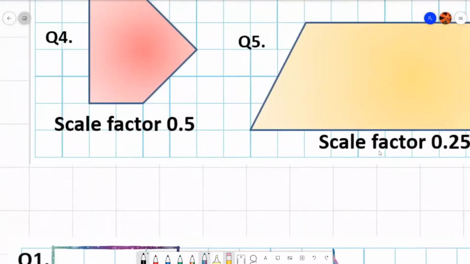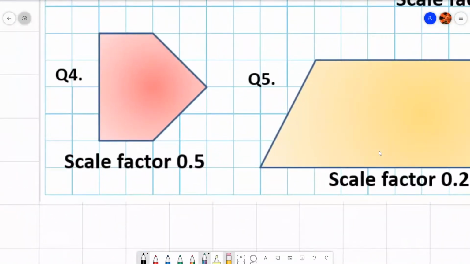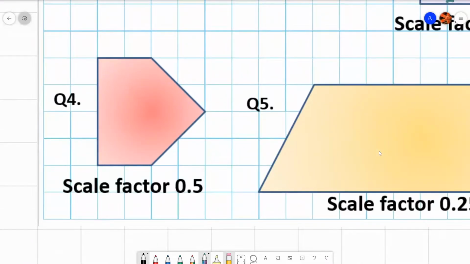The next one here is scale factor of half. Okay, now my shape's not going to become bigger this time, it's going to become smaller because we are halving it. Just because the word enlargement has the word large in it doesn't mean the shape's going to get bigger, it can also become smaller. So that side there is 2, that side's 1, 2, 3, 4, that's 2. Now remember, we don't count the diagonals, we have to count the vertical horizontal lines. So this point to the end there is 1, 2, 3, 4. Okay, so we need to half each side.